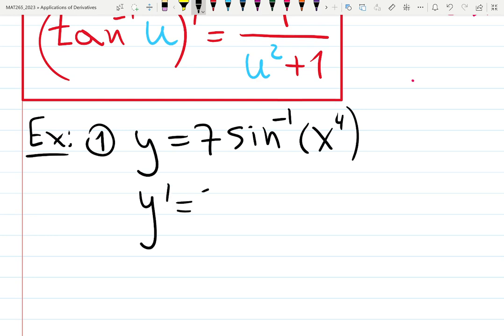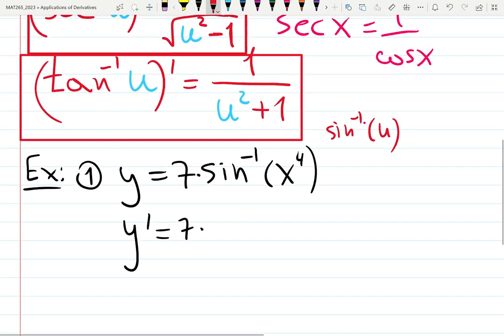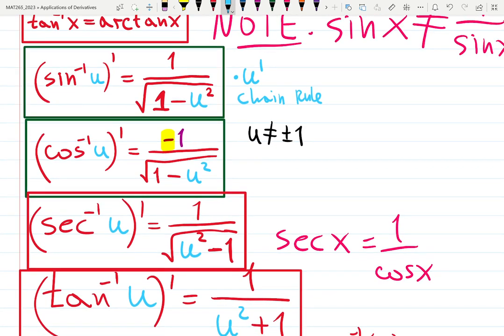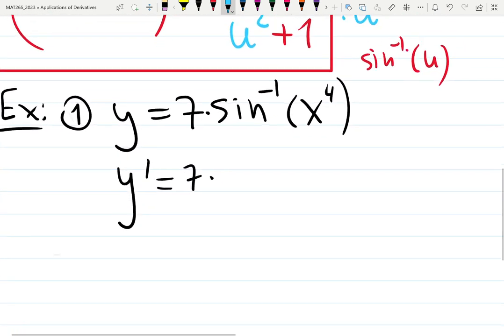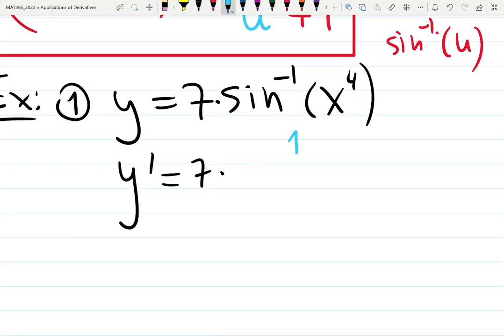Y prime equals 7 stays because it was multiplied. Now you see it as arcsine of u, and I told you how to do arcsine of u. All of them have times u prime. You do understand, right? If it's chain rule, then times u prime. You remember, Julia said it was 1 over a square root. And it is either 1 minus input squared or input squared minus 1. And because sine goes first, 1 starts. I don't know, it's a dumb way to remember. If that helps you, good for you.